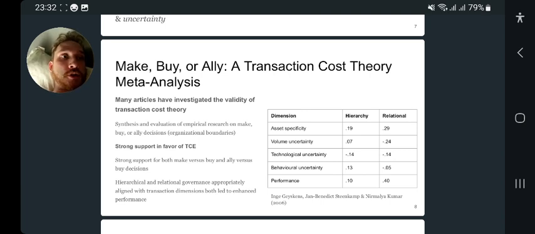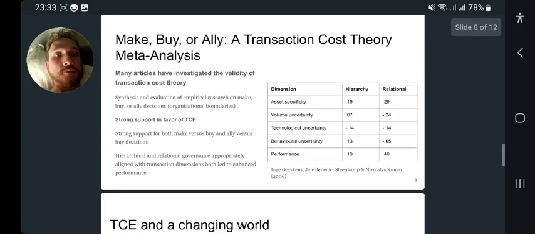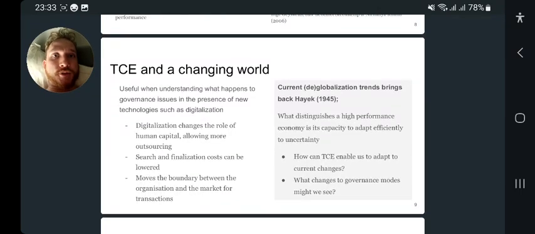Or they choose the relational form. That's the .19 and .29 correlation or beta. And we also see that when these transactions are well aligned with the right governance mode, you will see an increased performance by 0.10 or 0.40%. And so that's the core of transaction cost economics.